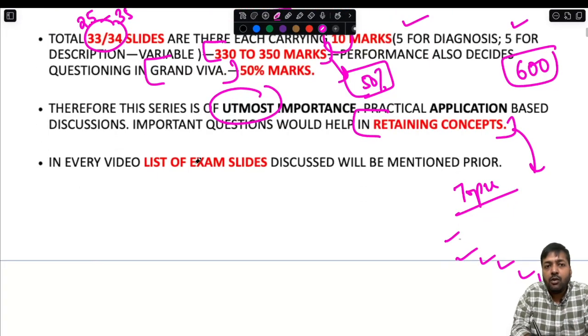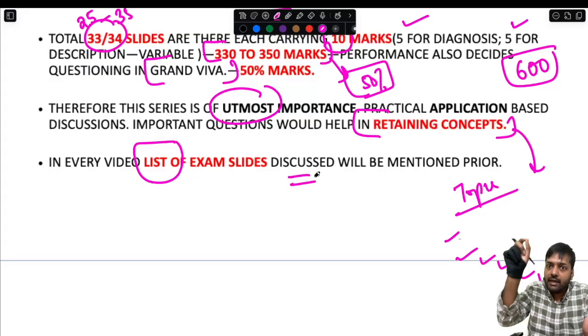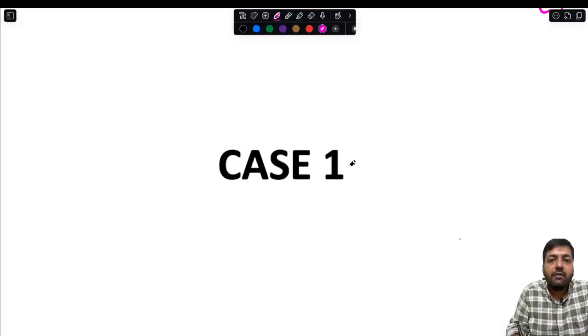And in every video, the list of exam slides which are discussed will be mentioned prior. So suppose when this video will be uploaded, when you go into the discussion section, or you go to the video description section, there we will list that case number 1 is this, case number 2 is this, case number 3 is this, case number 4 is this. So what is going to happen is that you will know, okay, this slide is present in this video. Okay, so let us start with the case number 1.